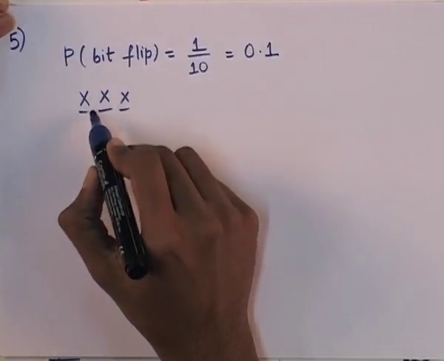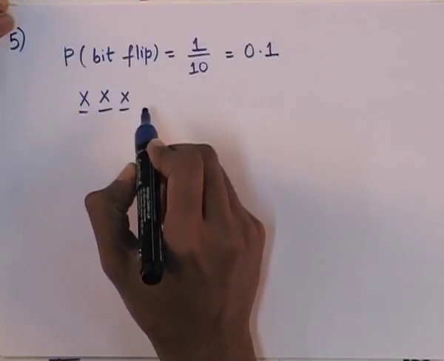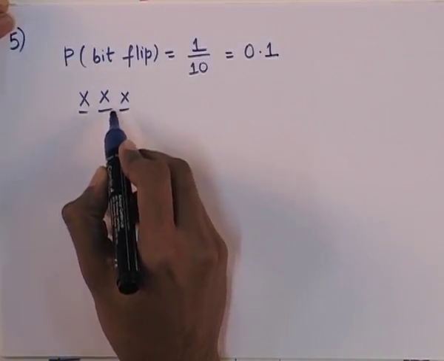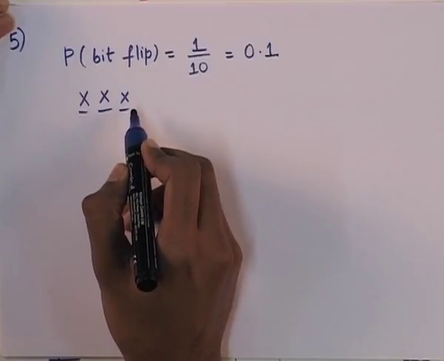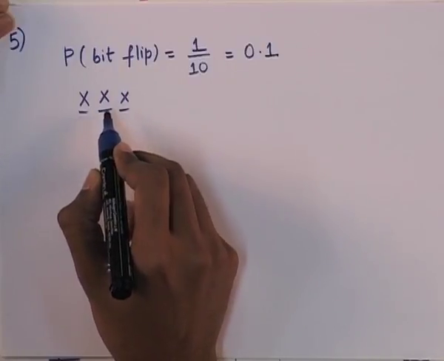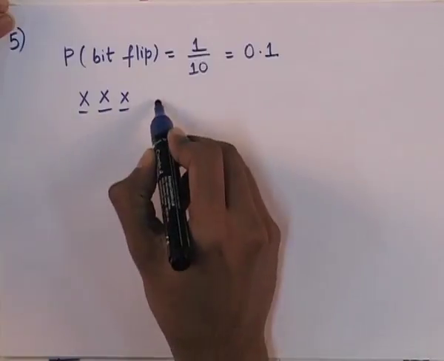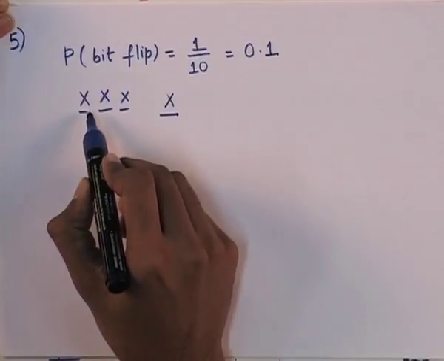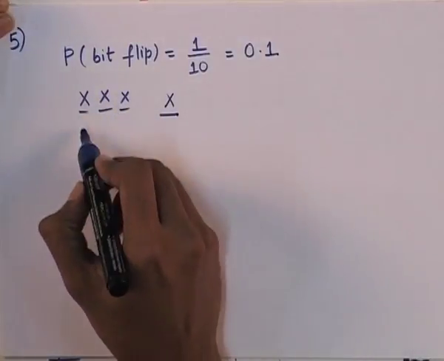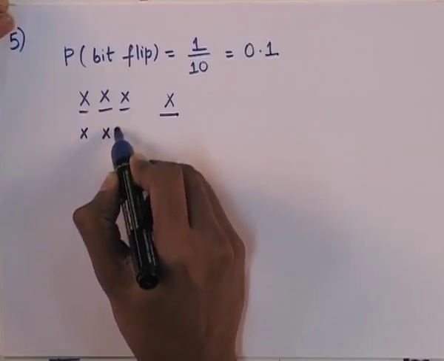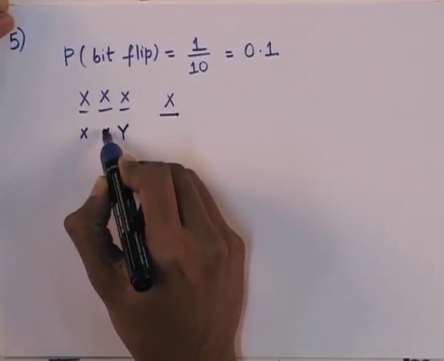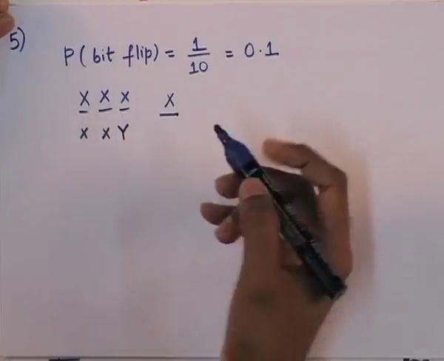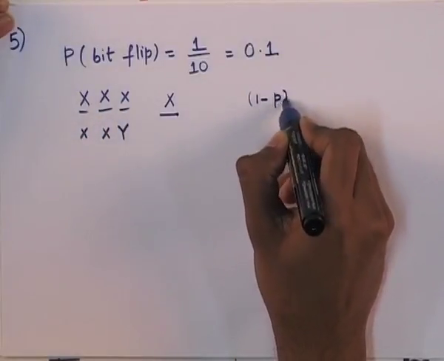We either want all of them to be equal or at least 2 of them to be equal. So the probability of having all of them equal, and they should be equal to the actual correct bit. Say the correct bit is x, then you need to have the code x x x or x x y. This y can happen in any position.